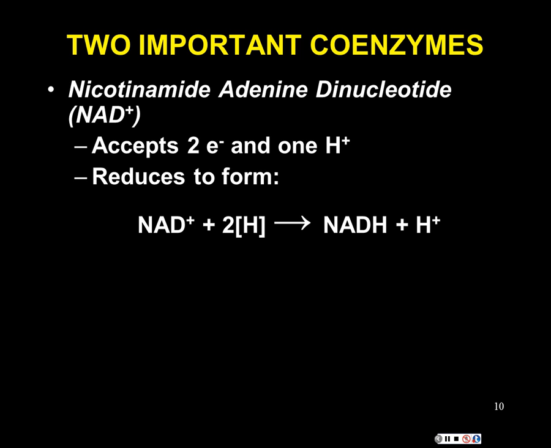NAD can reduce, or what does that mean? Accept electrons from hydrogen. When exposed to two hydrogen atoms, it can take up two electrons, but in that reaction, it releases a hydrogen ion. Just a review for you, NADH would be its accepted electron form, so it has been reduced.